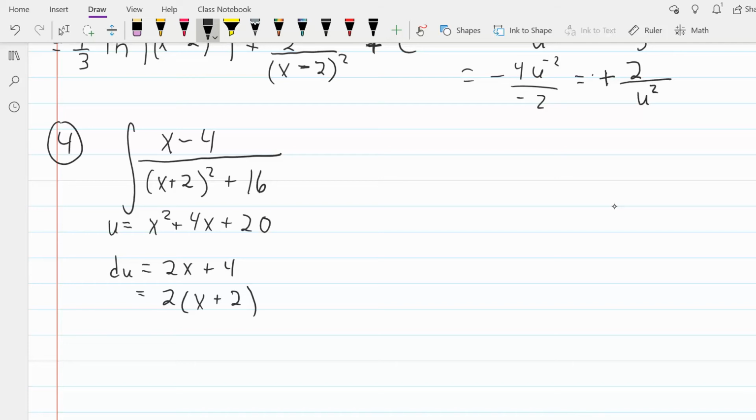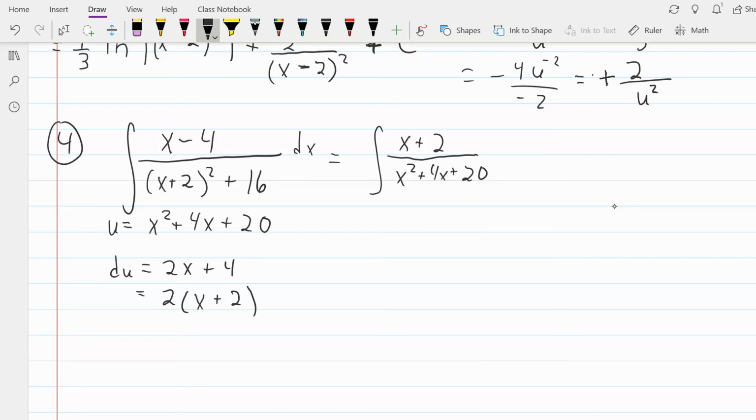I want to put an x plus 2 in the numerator. And of course with that integral I'll have to adjust and bring out a 1/2. But I want to put an x plus 2 in the numerator. And I have x minus 4. Well, I can put an x plus 2 in the numerator so that I'll have a natural log integral. And remember, it's x squared plus 4x plus 20.